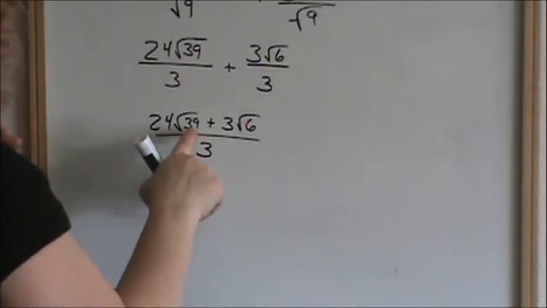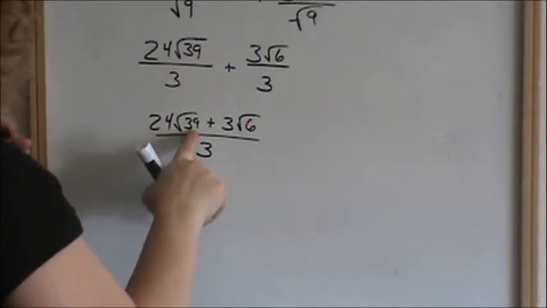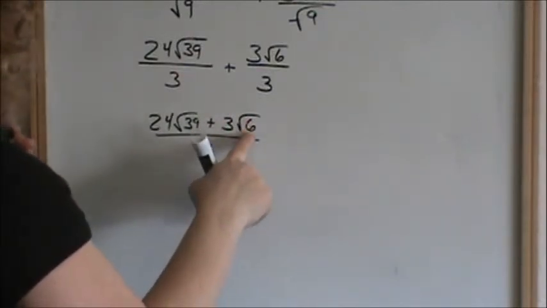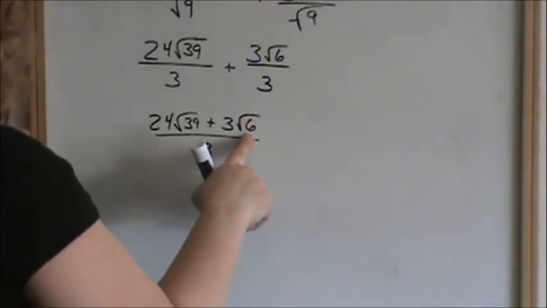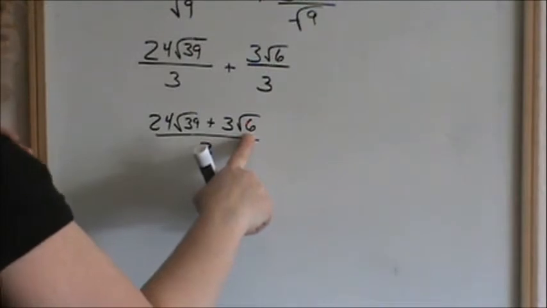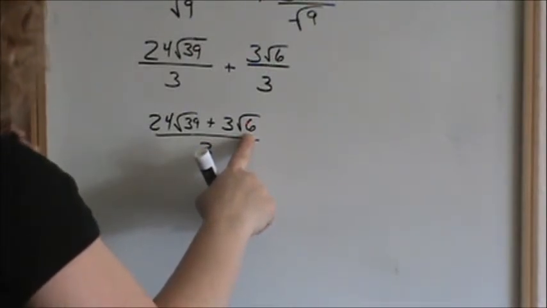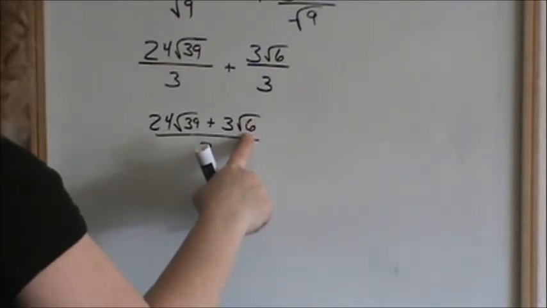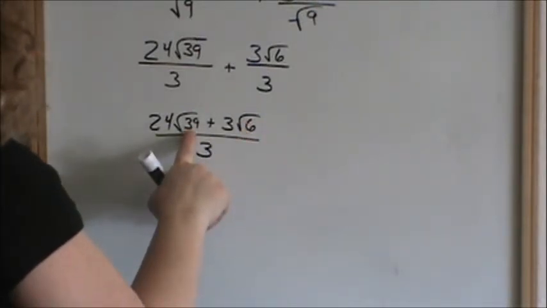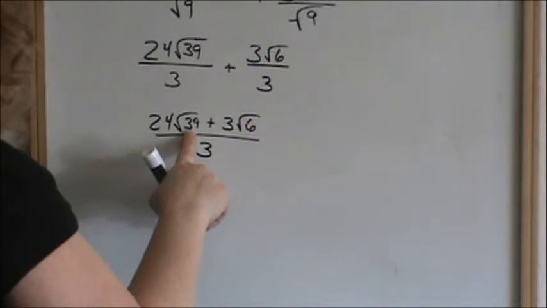Look to see if you can combine your radicals. These radicals are not the same. Square root of 39 is not the same as square root of 6, so you cannot combine them. So then the fourth step is look to see, can you simplify the radical? I cannot simplify square root of 6 anymore. There are no perfect squares in that. And there are no perfect squares in square root of 39.